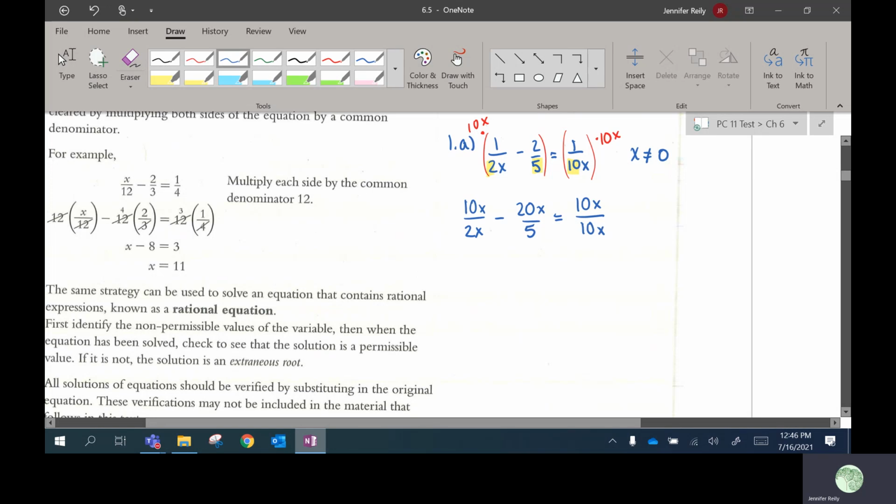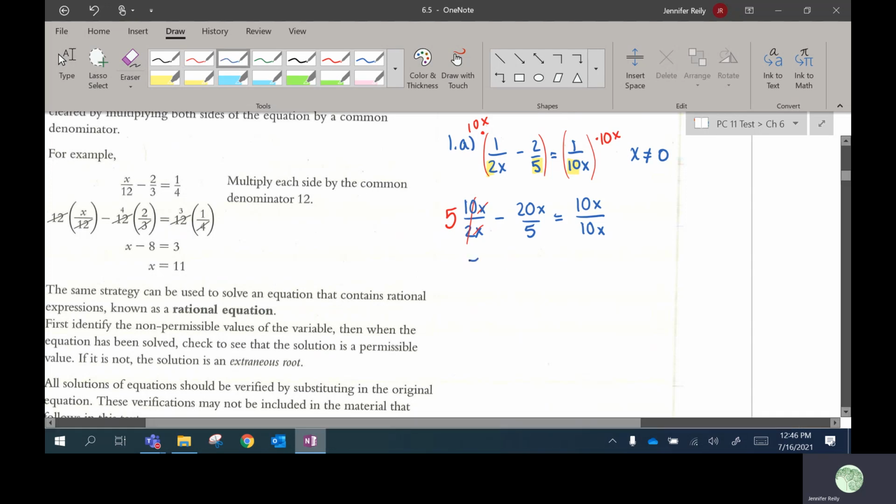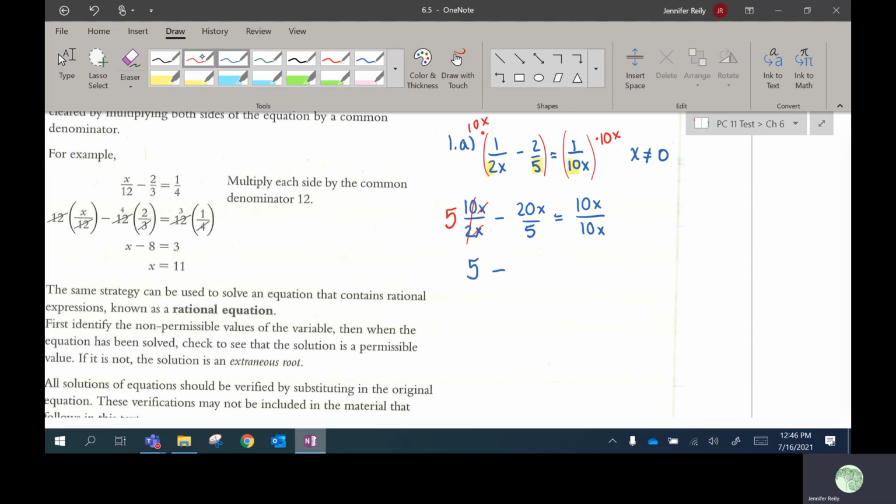Okay, so let's do our cancellations now. So these x's will cancel out. And 10 divided by 2 would be 5. So this term is going to be 5. 20 divided by 5 is 4.